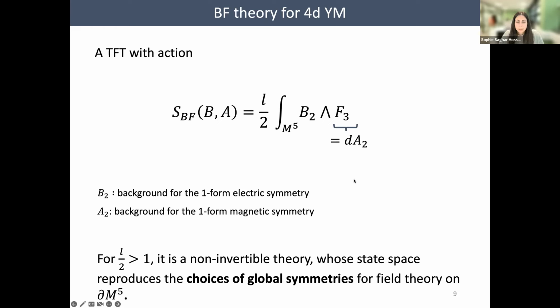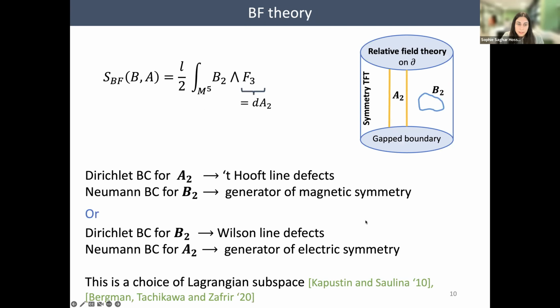And so this is a non-invertible field theory, and depending on the boundary conditions that we choose, we can have different global structures. So if we were to choose Dirichlet boundary condition for A2, then we get lines, and these B2 become the generators of the magnetic symmetry. And similarly, we could have different choices where we choose Dirichlet boundary condition for B2, and then in that case we have electric symmetries.